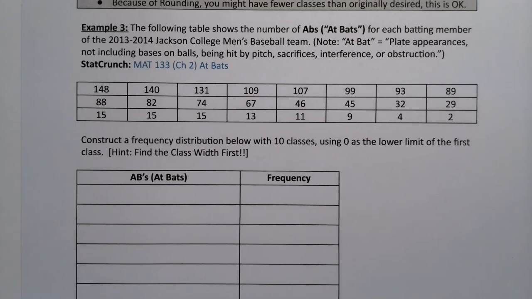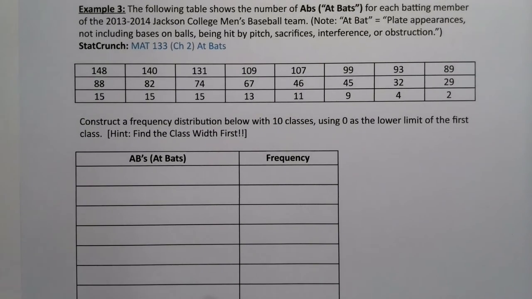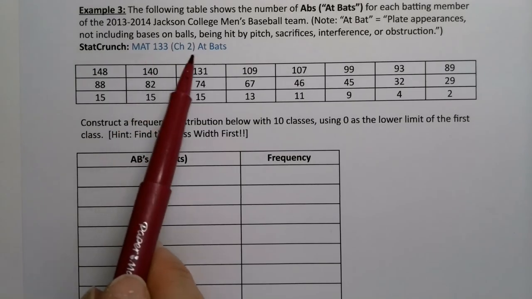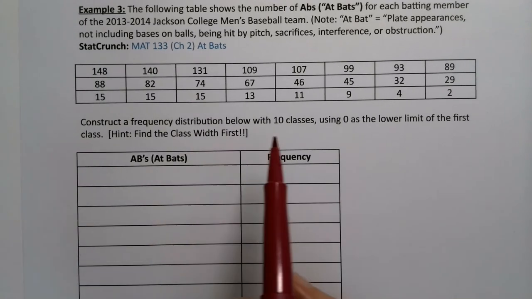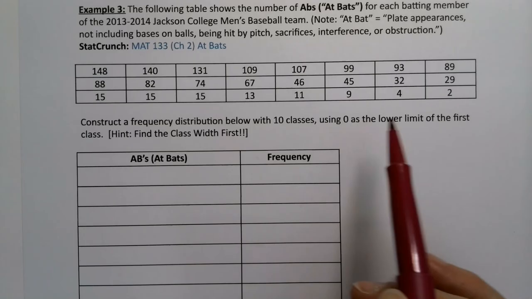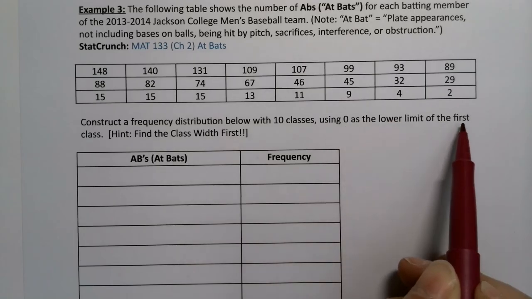Sacrifices and so on. All right, so I have these data, by the way, if you're interested, at that particular StatCrunch file. So you're more than welcome to look this up if you want to. All right, so we're going to construct a frequency distribution with 10 classes using 0 as the lower class limit of the first class.